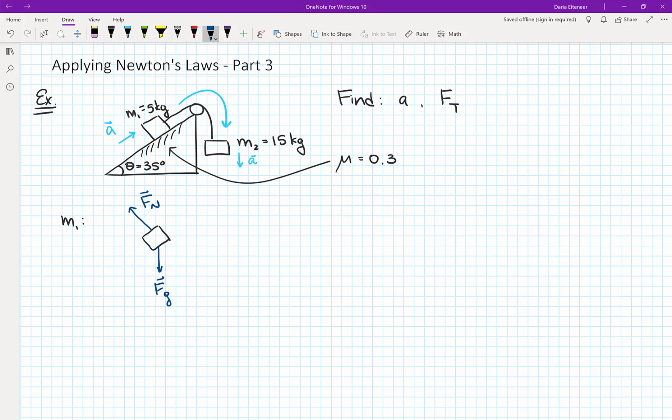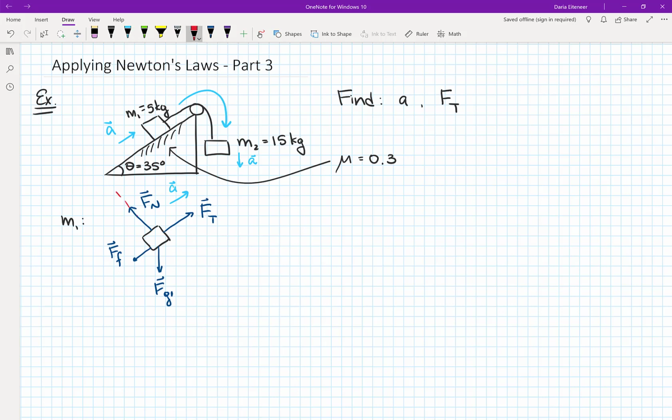Okay, so for M1, we got force of gravity. I should call it Fg1. We got normal force, which is obviously perpendicular to the slope. We got force of tension, which is obviously along the rope. And we got force of friction, which is obviously opposite of acceleration. So if you weren't sure on any of those where I said the word obviously, you need to go back and check your understanding of those concepts.